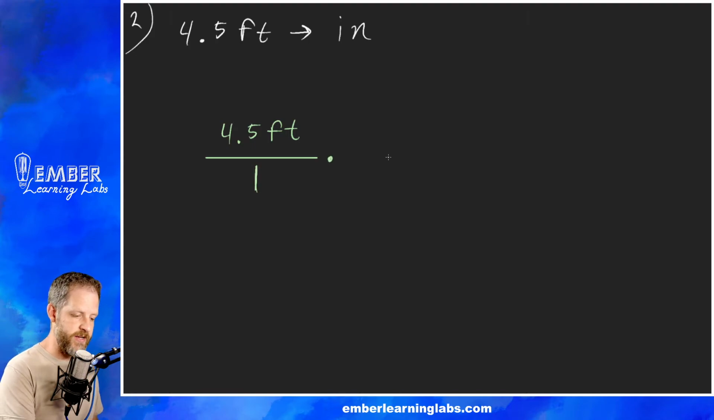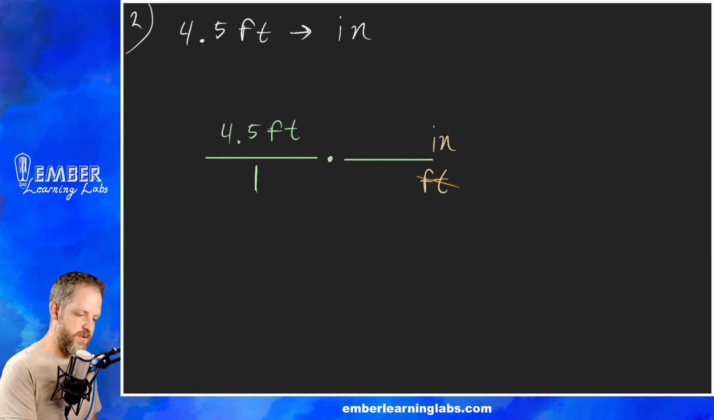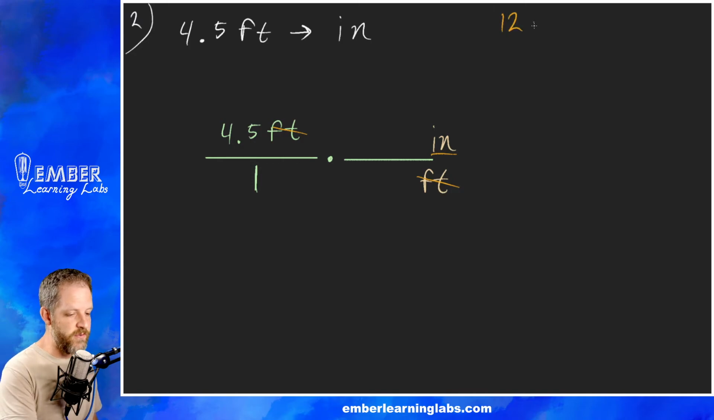And then a times fraction bar, right? Times fraction bar. We want to cancel out those feet. And we're going to go to inches. Feet are going to cancel, leaving us with inches. That's great, right? So then we need to know that there are 12 inches in 1 foot. So we're going to put the 12 by the inches unit, and a 1 by the feet.